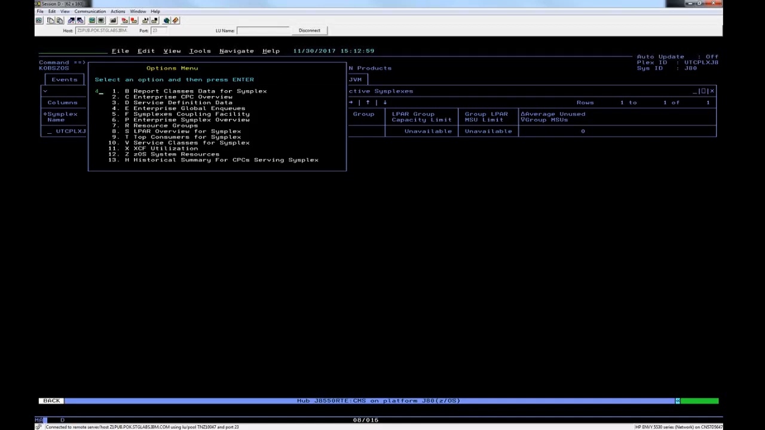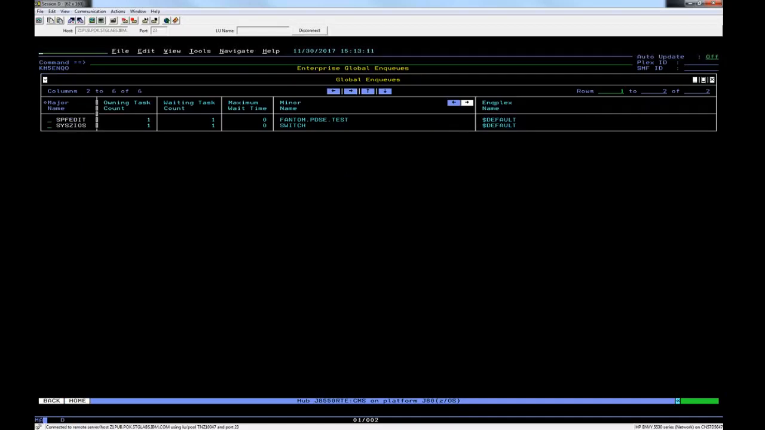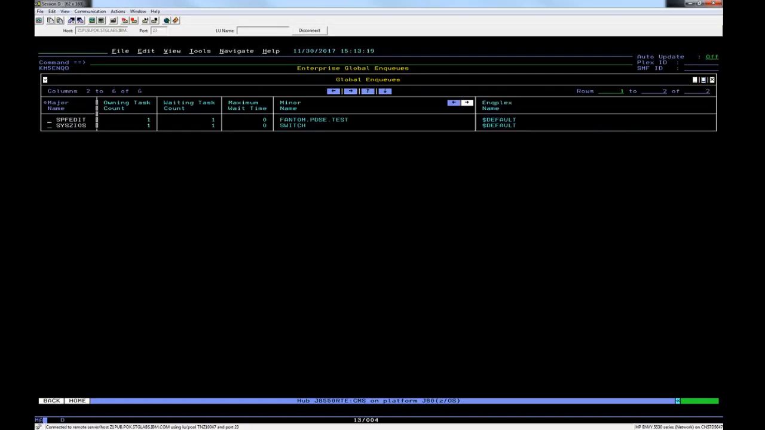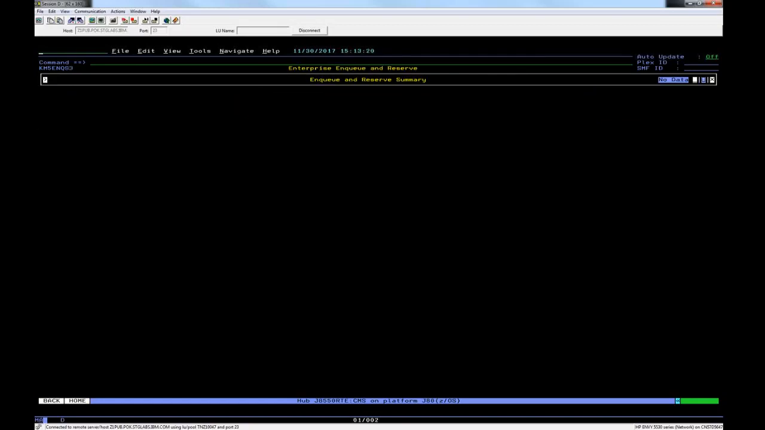We can look at global ENQs. There are actually 2 here at the moment. We can dive in a little deeper. Those ENQs tend to be somewhat transient on the system, but if there are ENQs holding out there for a long time, or reserves, then one can monitor those and take action based on knowledge of the particular contention that's going on. But we will alert you to that contention through the ENQ and reserve summary.